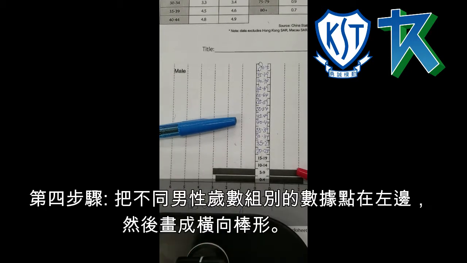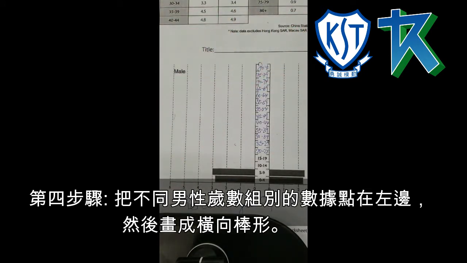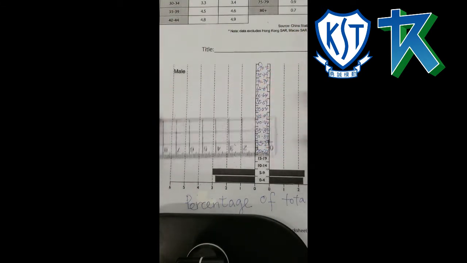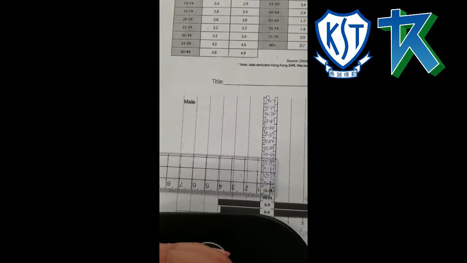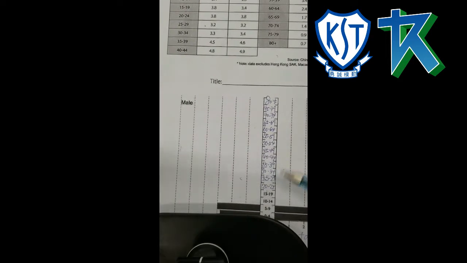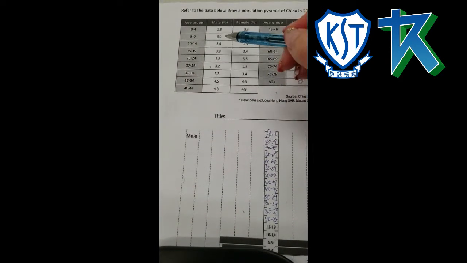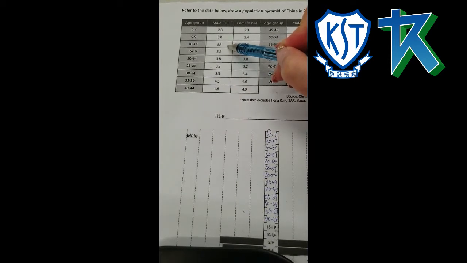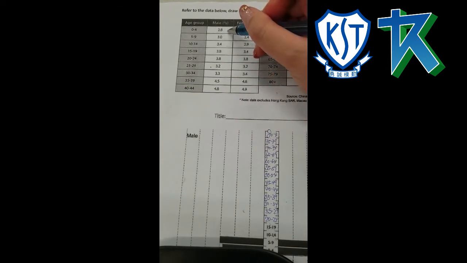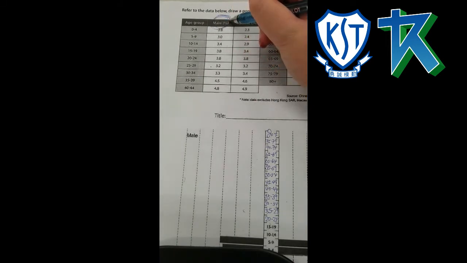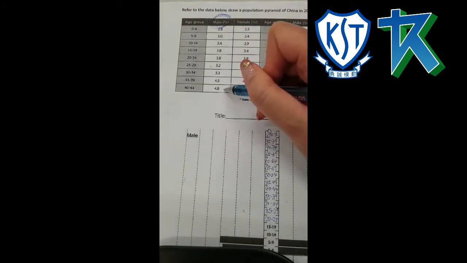How do you draw the bars? Usually, of course, you need a ruler. You have to follow the table. Just now you have the table, right? And then you can see we provide the bars for the first two groups for you, and for the third part, you have to follow the numbers in the table, just like this one. As we are going to draw male's population in China, that's why you have to see this column.